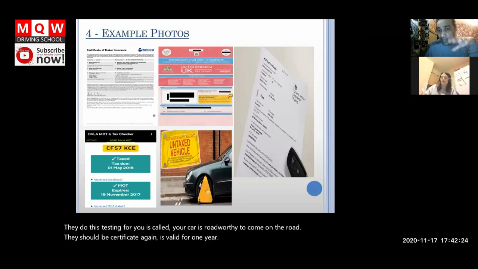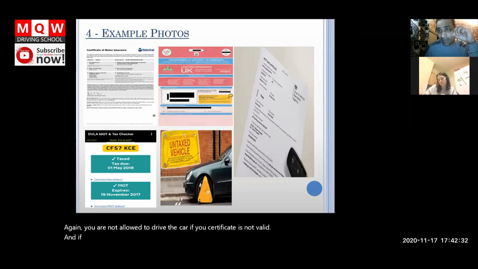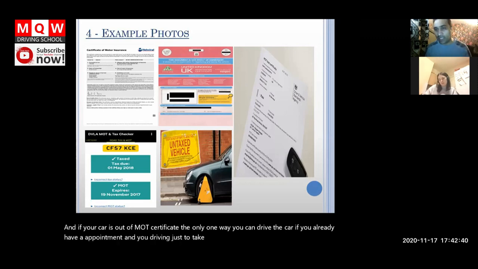Okay. Again, you are not allowed to drive the car if your certificate is not valid. And if your car is out of MOT certificate, the only way you can drive the car is if you already have an appointment, and you're driving just to take your car to the garage. So that's the only exemption.